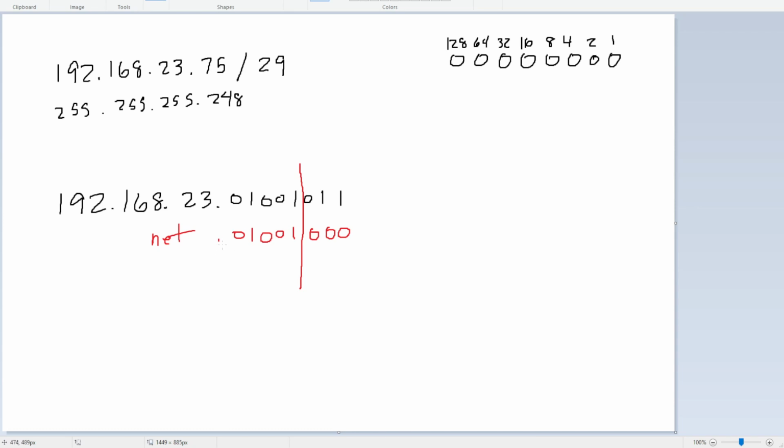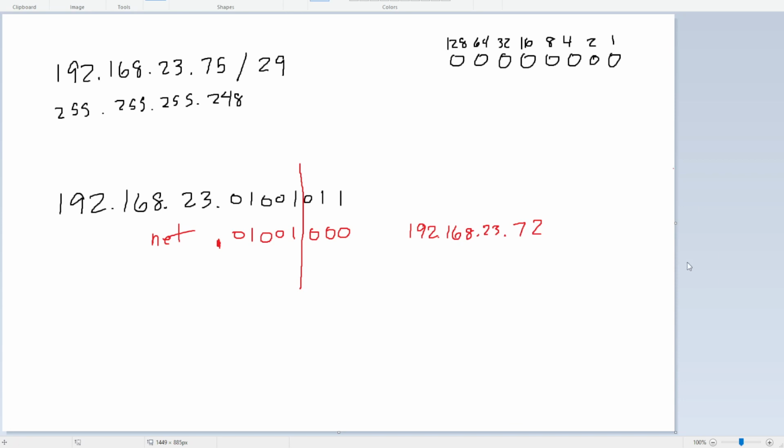And then pay attention to that octet boundary now. And then we convert this back to decimal. And my network address would be 192.168.23 dot, and then what's that going to convert into? We got 64 and 8, so that would be 72.